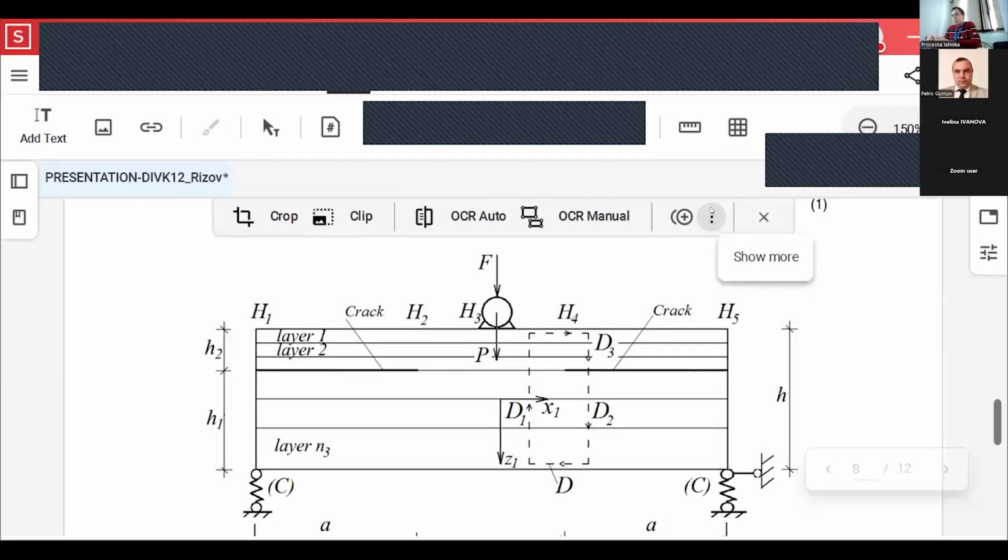This is my second report. The current report explores delamination in a multi-layer beam-like structural component under harmonic load applied in its midspan.